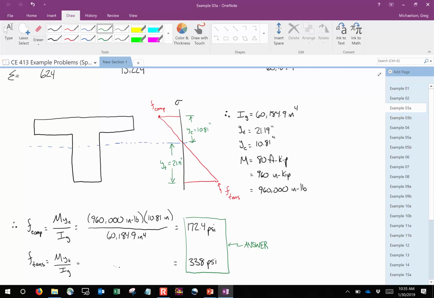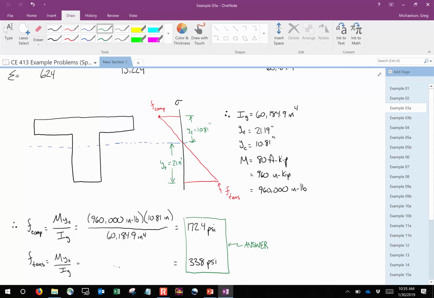Yes? And these aren't the stresses that are going to crack it. This is just when it's under 80 foot-kip. That's exactly right. Let me ask you a follow-up question. The last problem had a normal weight 4 KSI concrete, right? So what was fr for that problem? What was the modulus of rupture? It was 474 psi. Everybody remember that? So if this beam was made out of normal weight 4 KSI concrete, would it crack under these loads? No, we're not quite there yet, right?